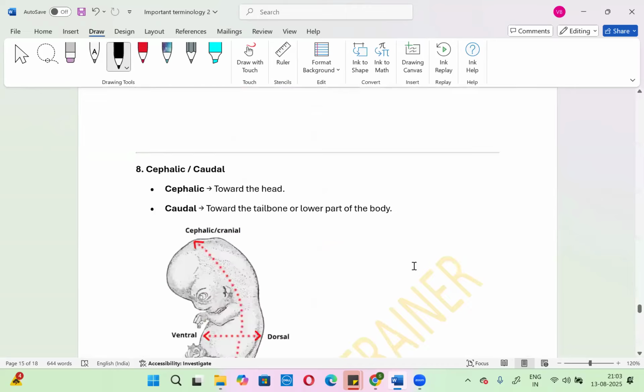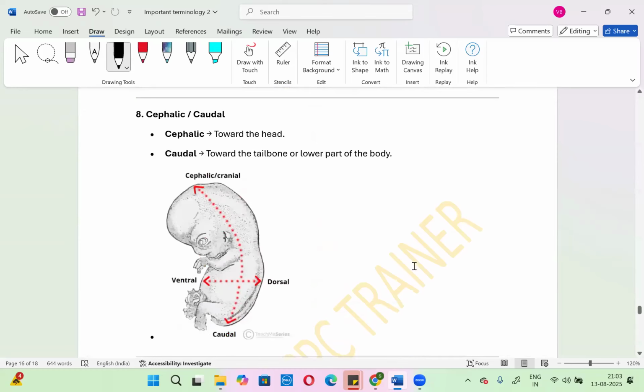bilateral. Next is cephalic, caudal. These kinds of terminologies we will be coming across in fetus surgeries or OB-GYN surgeries. The baby is in the cephalic position, the baby is in the caudal position. So cephalic is nothing but towards the head. Caudal is nothing but towards the lower part of the body.